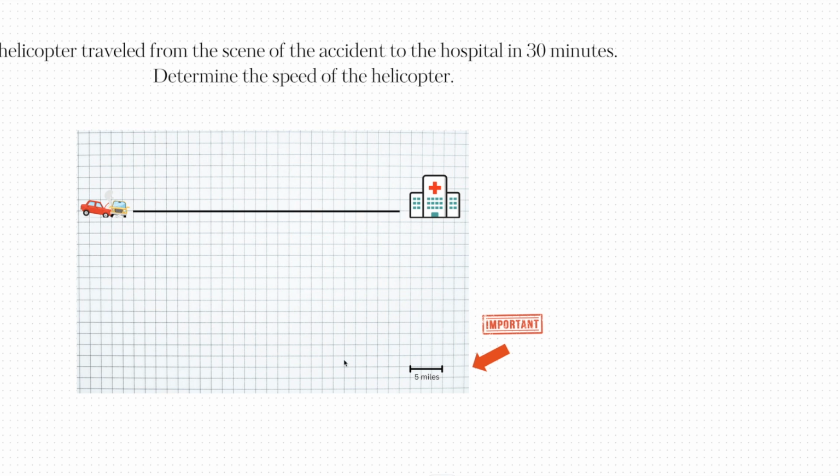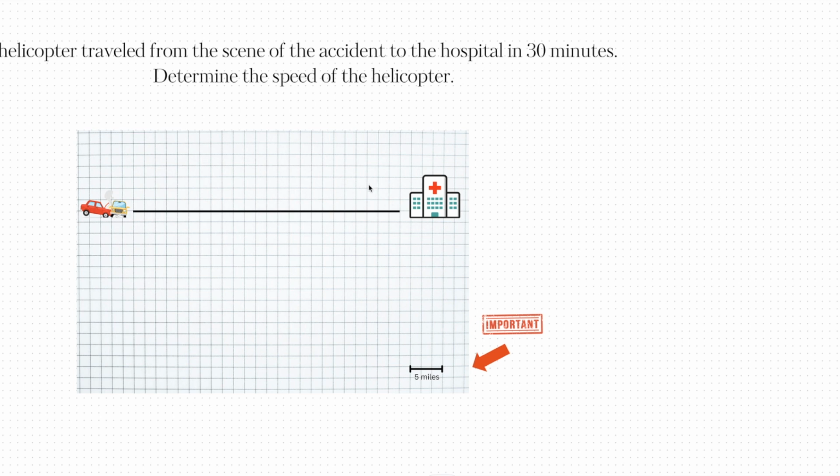All right, let's do one more problem together. This one involves a map. It says a helicopter traveled from the scene of the accident to the hospital in 30 minutes. Determine the speed of the helicopter. Here's the accident, here's the hospital, and we know that it traveled across this line in 30 minutes.